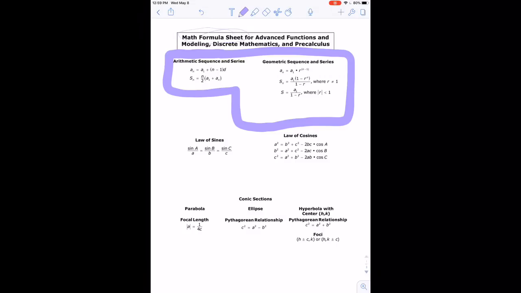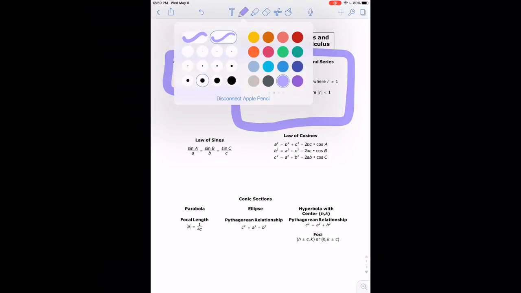So you don't have to memorize any of these that I'm going to be giving you right here. You're just going to be given them. You just got to make sure you know how to use them and what the different letters mean. So it should work out really well for you. So moving on in just a second.